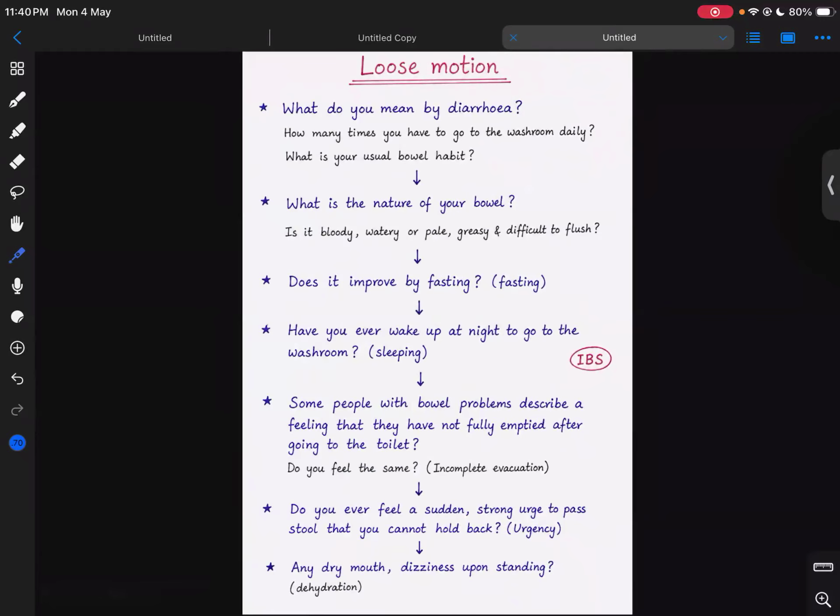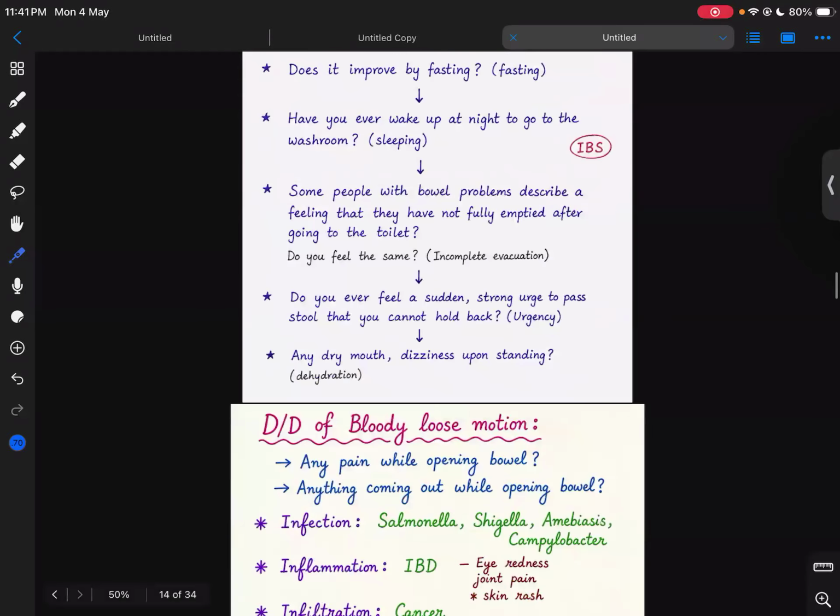So, sir, can you tell me again what type of loose motion is improved by fasting? Lactose intolerance, celiac disease, and those are the two diseases I know. Okay. If it is clear, then we can jump into the differential diagnosis.